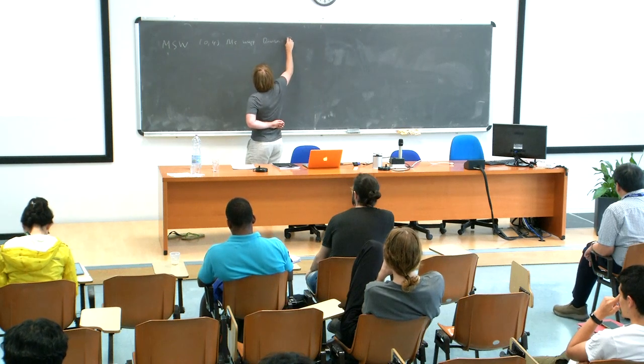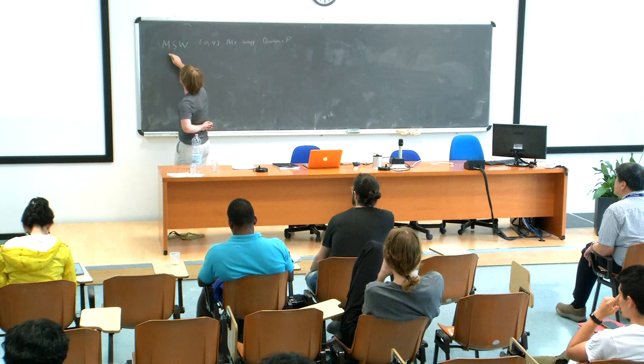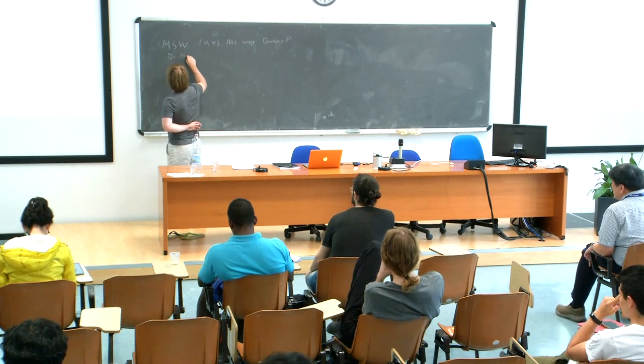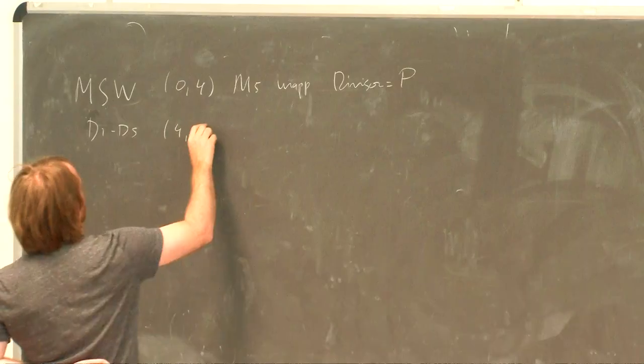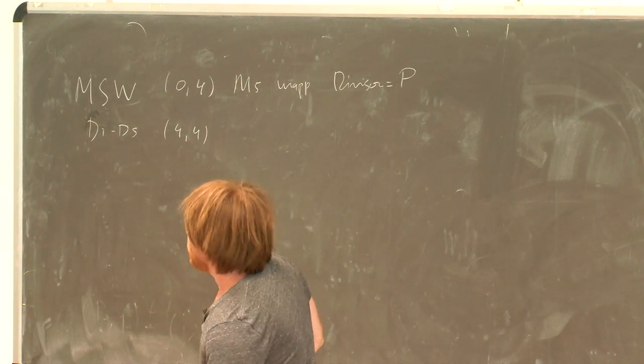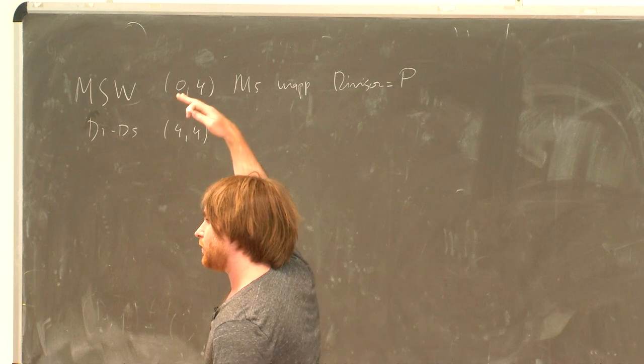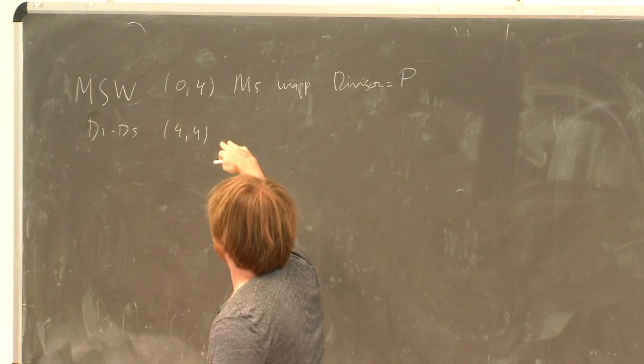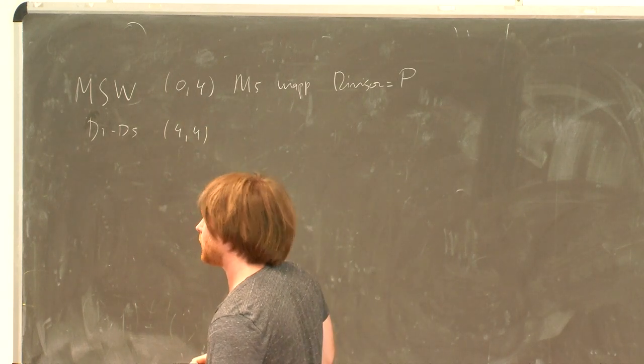So it's a complicated theory, but you can also consider the D1-D5 system. This has more supersymmetry, (4,4). But here, since I'm talking about five dimensions, like M theory, we should be looking to the MSW in particular. It's the M theory.